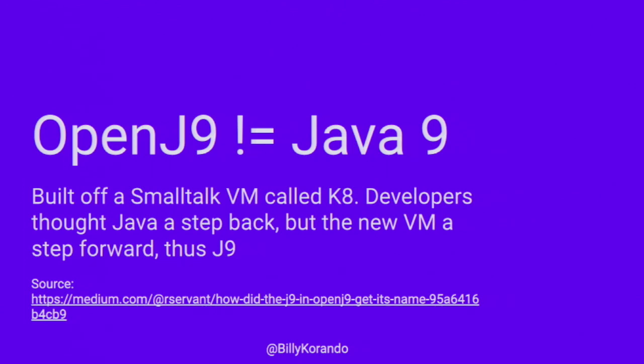At the time, they felt that Java was a step back from Smalltalk as a language, but they felt like this new VM they were writing was going to be a step forward. So J comes before K. It also happens to be the start of the letter of Java, but then also there is 9, so it's a step forward. So that's where it comes from, at least that's the source. We have some of the experts, and I asked them, they seem to kind of agree that's what it is. So that's the supposed story behind it.